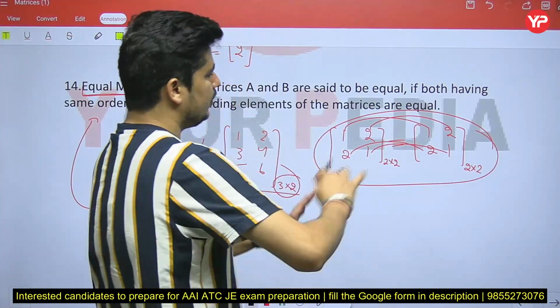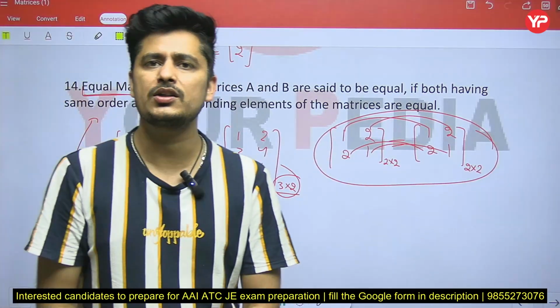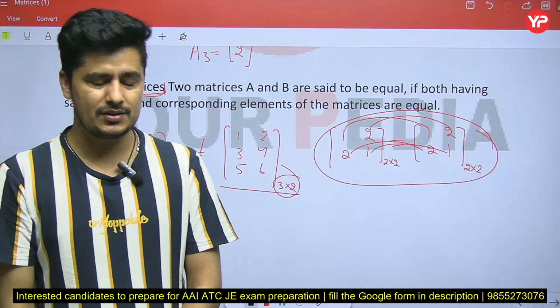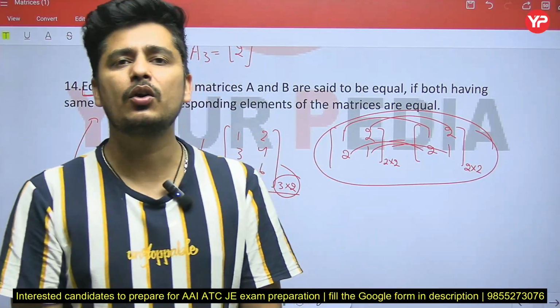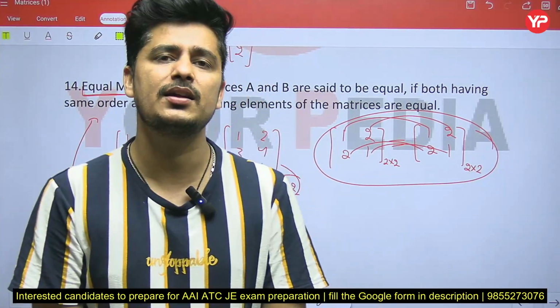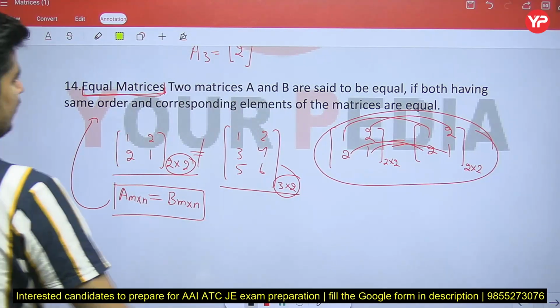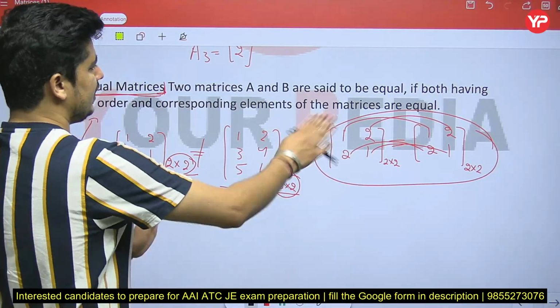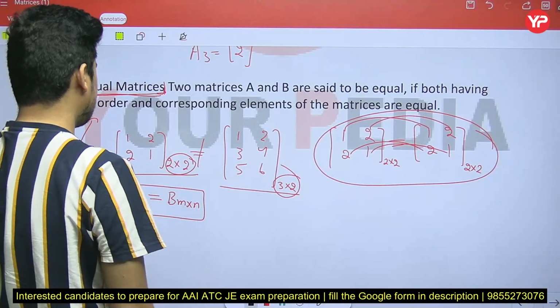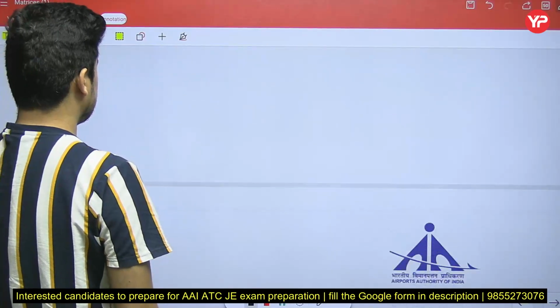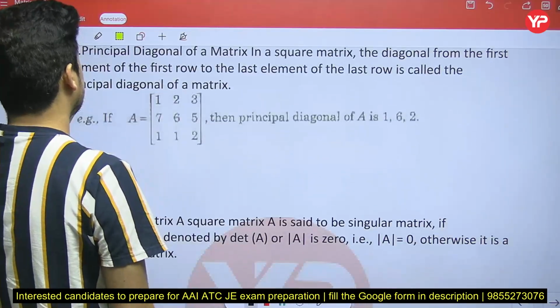So if you have two equal matrices, first the order of the two matrices should be the same, right? When the order of the two matrices is the same, then you have to compare each element with the corresponding element of the second matrix. Each element by element comparison. If each element is the same, then we can say the two matrices are equal matrices, right?